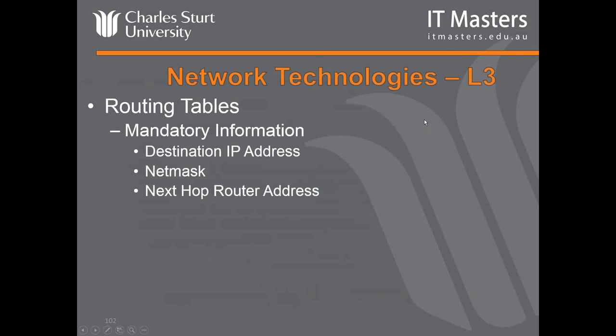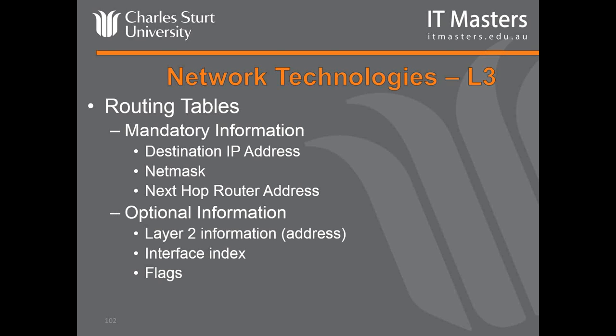All right, so routing tables. We need some mandatory information if we're going to be able to send packets across the world. We need to know a destination IP address, a net mask, and a next hop router address. We have optional information, layer 2 information, maybe, interface indexes, flags, how we send to the best way. We don't need that. We don't even need the source address. It's nice to have a source address, because if we don't have a source address, we're not going to get communications back. But we can send packets out there without it having to get back to us. And there are reasons for that.